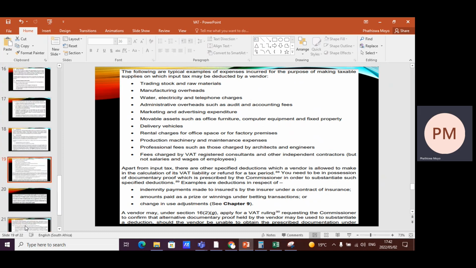These are the examples of expenses that would constitute input VAT. Trading stock, manufacturing overheads, water and electricity, marketing, movable assets, delivery, vehicles, production, professional fees.